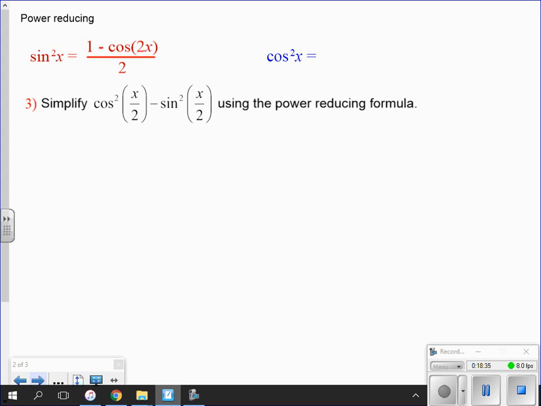Okay, cosine x squared is 1 plus the cosine of 2x over 2. This is not an easy formula to remember, because they are almost identical, except one is plus and one is minus, and you have to remember which one is which.